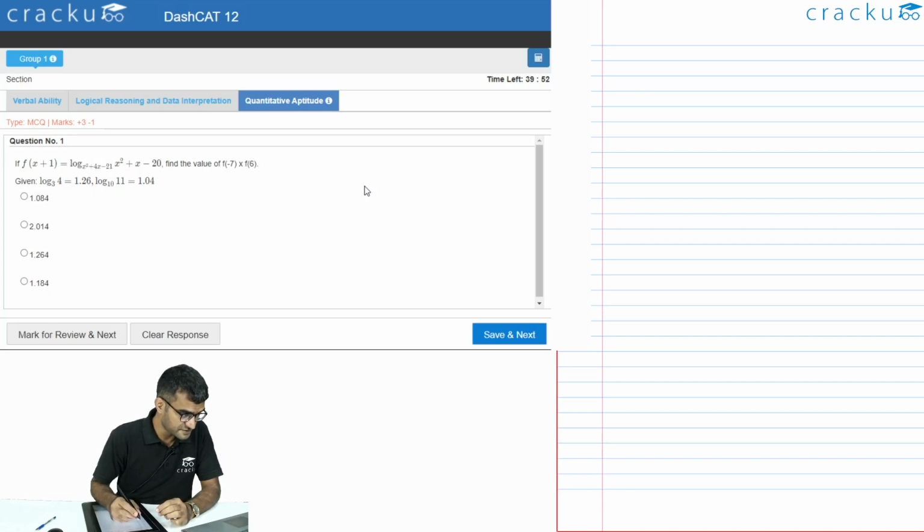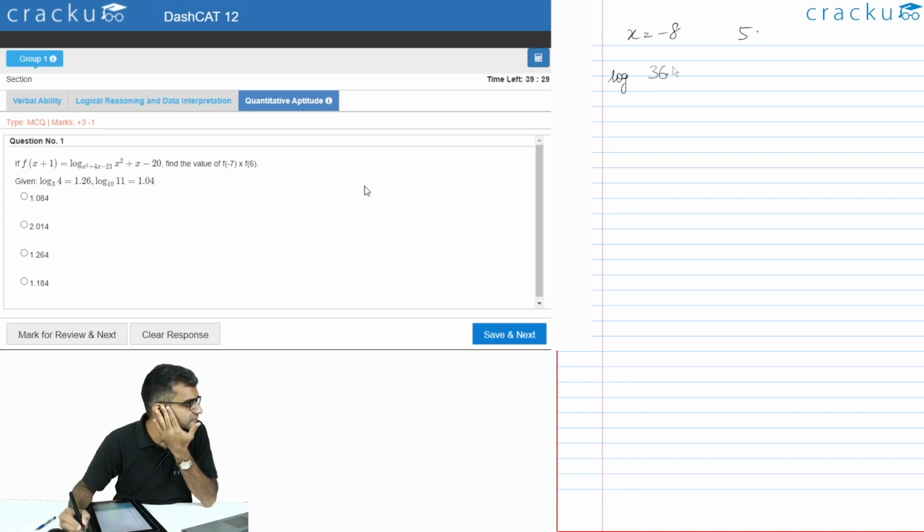So f of x plus 1 is given. So we need to calculate x, we have to substitute as minus 8 and 5. What is f of minus 8 plus 1? That will be log of x square plus x, which is x into x plus 1. So that is 56 minus 20 is 36. Log of x square plus 4x, x into x plus 4 is 32 minus 21 is 11. And for log of 5, it will be 5 into 6, 30 minus 20 is log of 10.